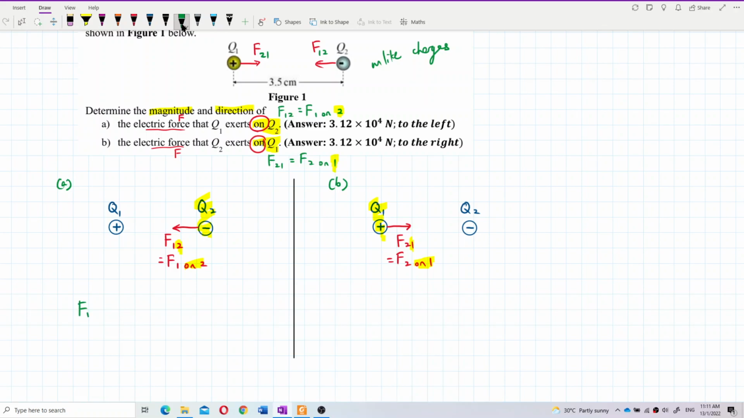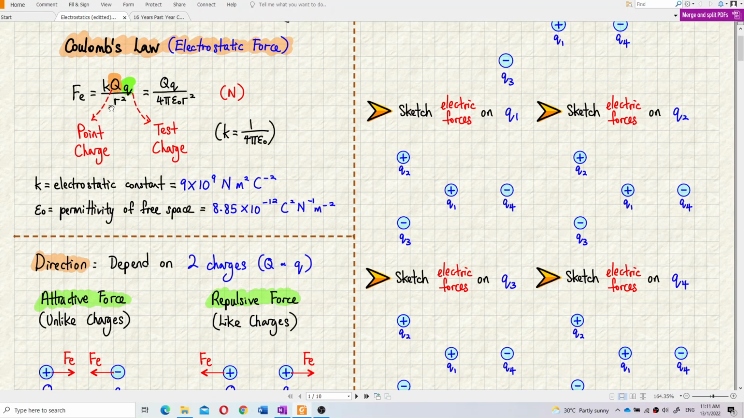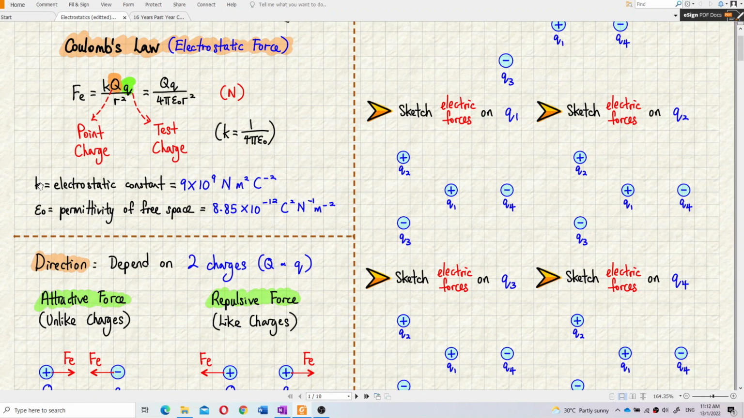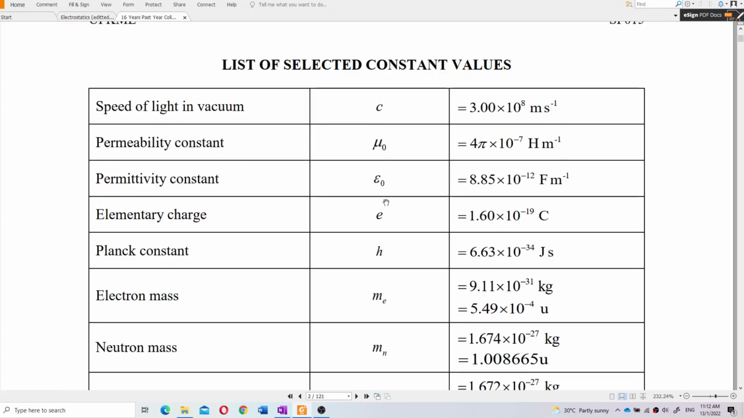Okay. F1 on 2 is K. Which formula do we use? Do we use KQQ over R square or QQ over 4 pi epsilon naught R square? I think KQQ over R square is more preferred because it has just one constant value K, whereas the other has 4 pi epsilon naught, a bit longer. Don't worry, this K and epsilon naught both can be found in the list of constants. Let's find the electrostatic constant. Where is the K value?